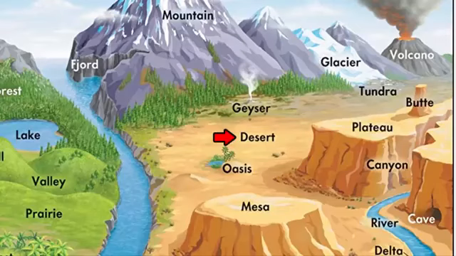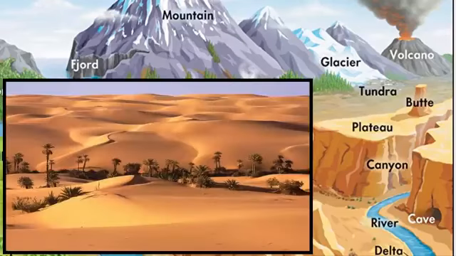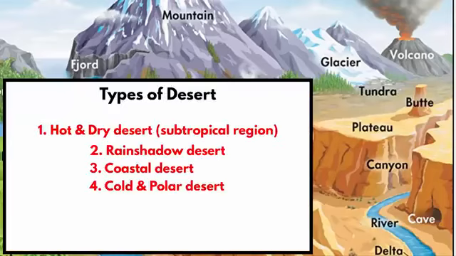The next one is desert. When we think of desert, this kind of a sandy picture comes to our mind, right? But then that's not the only desert. There are basically 4 types of deserts.